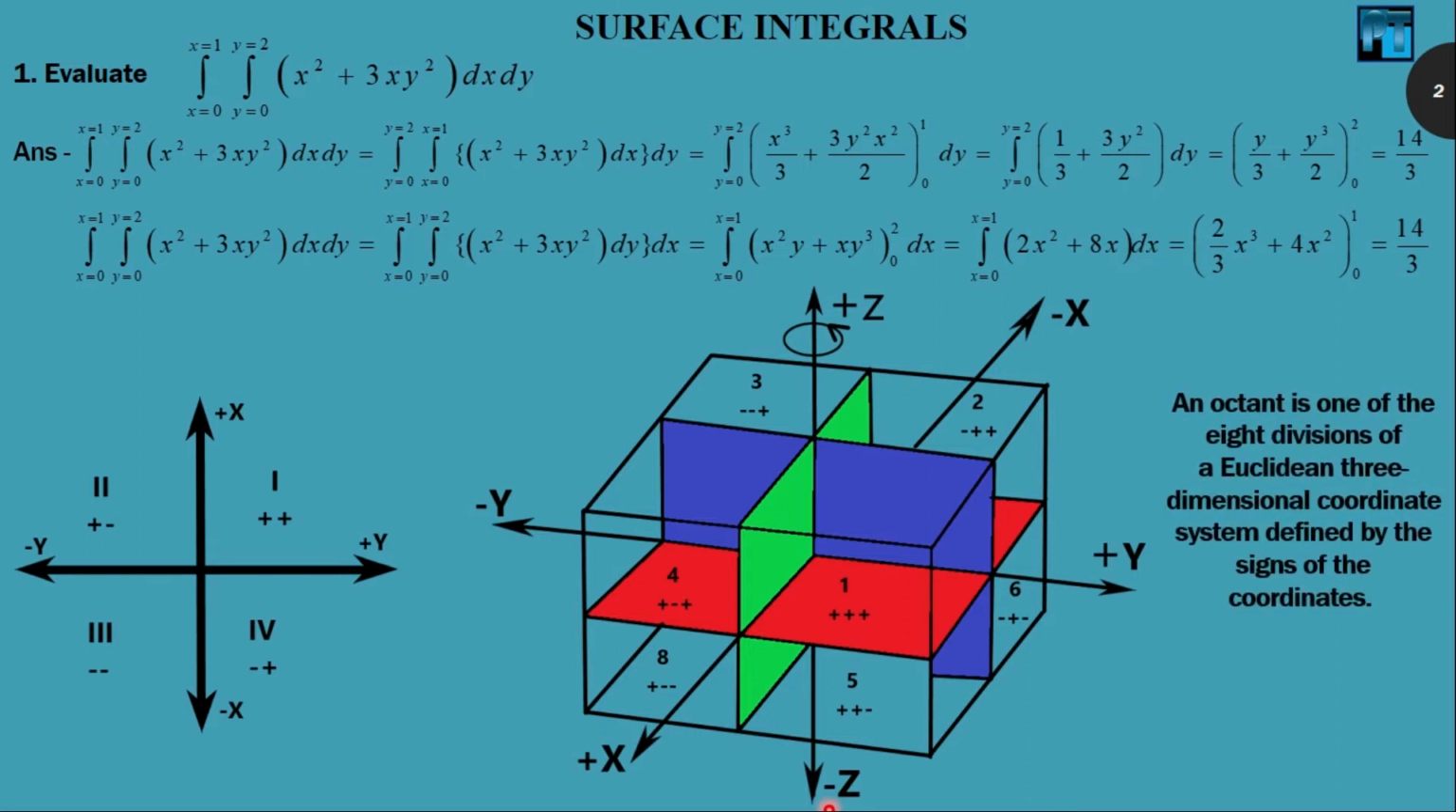Now, what is an octant? An octant is one of the 8 divisions of a Euclidean 3-dimensional coordinate system. Now see, this is also a Euclidean coordinate system but in 2D. This is a Euclidean coordinate system in 3D, and the whole cube can be divided into 8 parts, like this one, this one, this one, this one, and the below 4 parts.